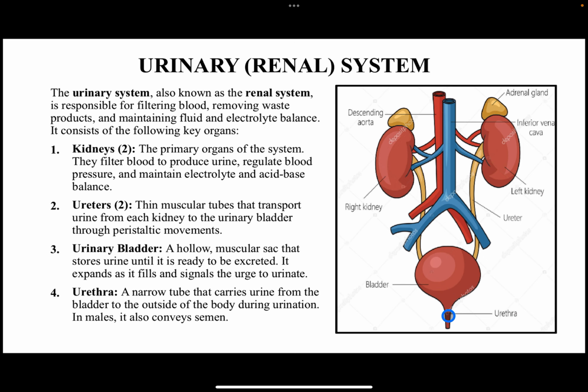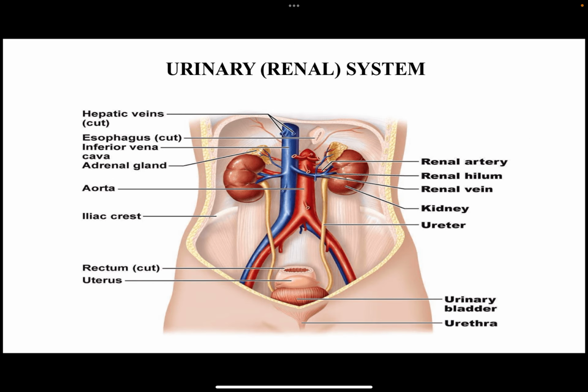Okay, good. So now let's move on. Over here too, we have the organs of the urinary system. We have the two kidneys, the right kidney and the left kidney. We have the right ureter and the left ureter. We have the urinary bladder, and then we have the urethra.